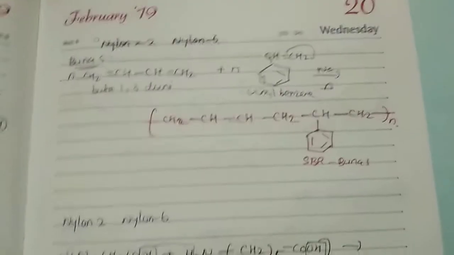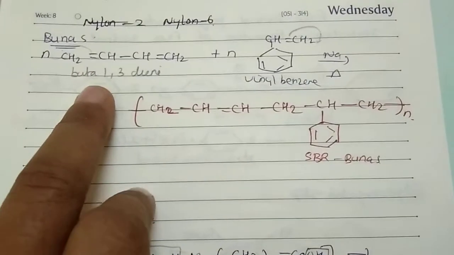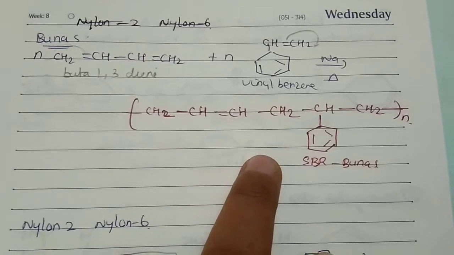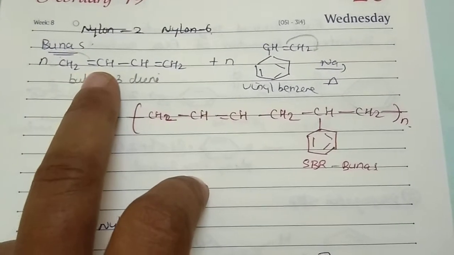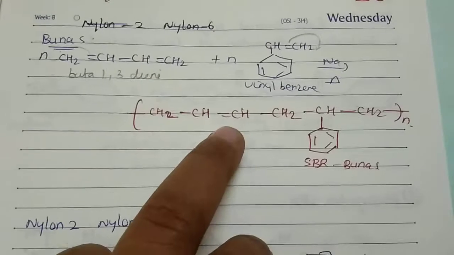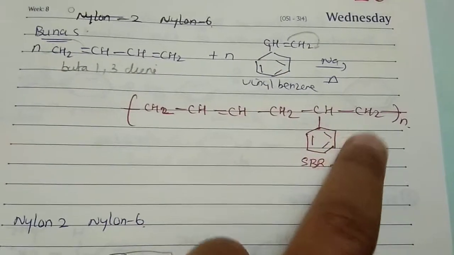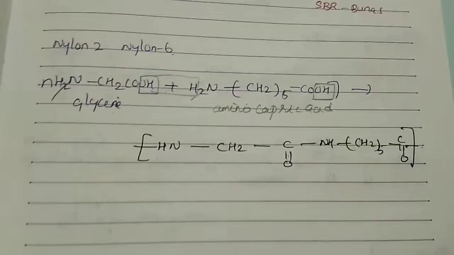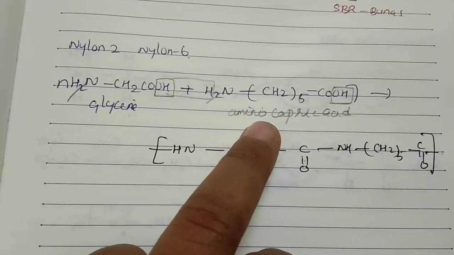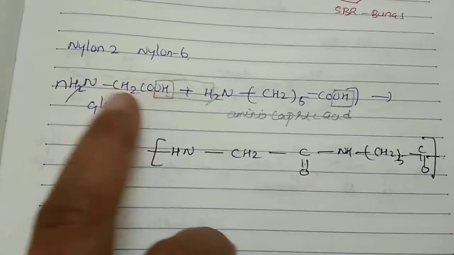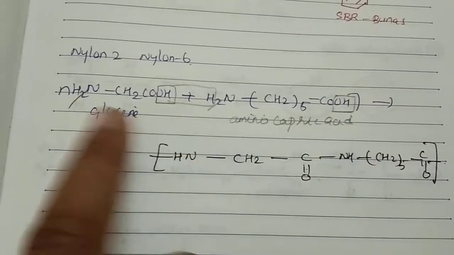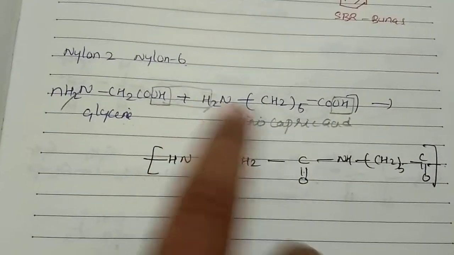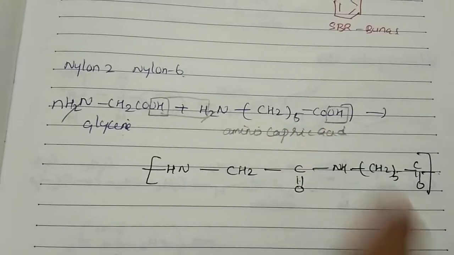Then Buna-S: buta-1,3-diene and vinyl benzene. Okay. So we are getting a structure like this: CH2, single bond CH, double bond CH, CH2, then CH single bond, C6H5. Buna-N. Then nylon 2,6: glycine and aminocaproic acid. Then removal of H2O, here from 1 H, here from 1 OH. So remaining balance NH, CH2, C double bond O, NH, (CH2)5, C double bond O.